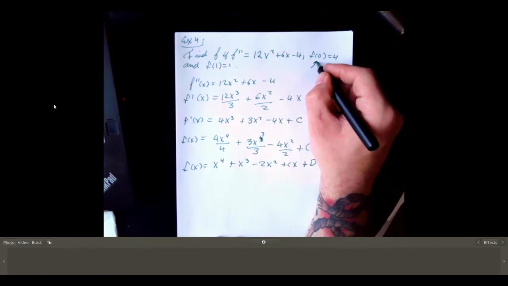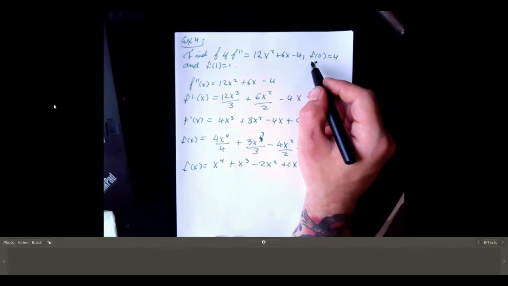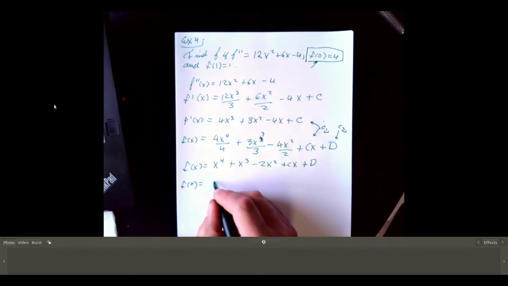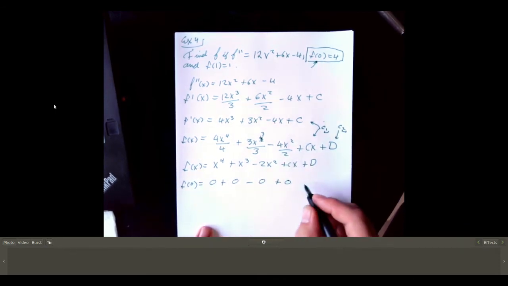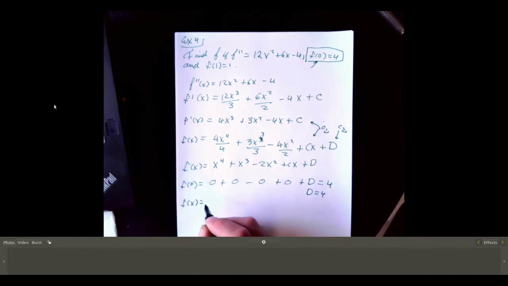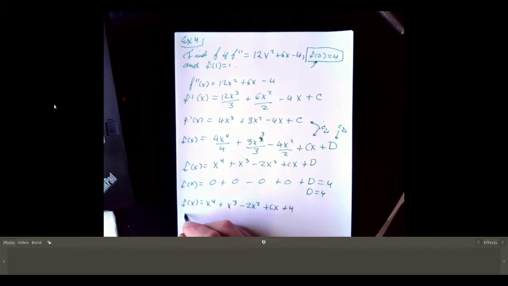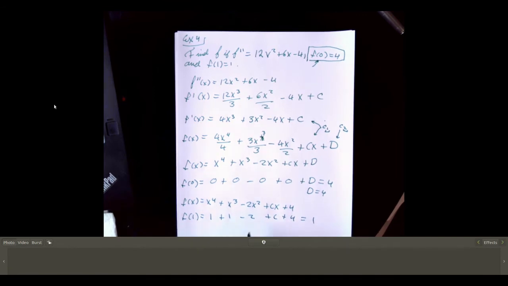The one that is f of 0, this one is typically the easiest one. I would recommend, if you know what f of 0 is, start with that one. F of 0 is going to be 0 plus 0 minus 0 plus 0 plus d is equal to 4. We get d is equal to 4. F of x is equal to x to the fourth plus x cubed minus 2x squared plus cx plus 4. F of 1 is 1. F of 1 is equal to 1 plus 1 minus 2 plus c plus 4, and that's equal to 1. 4, 5, 6, take away 2 is 4, so we get c plus 4 is equal to 1. That says c is equal to negative 3.